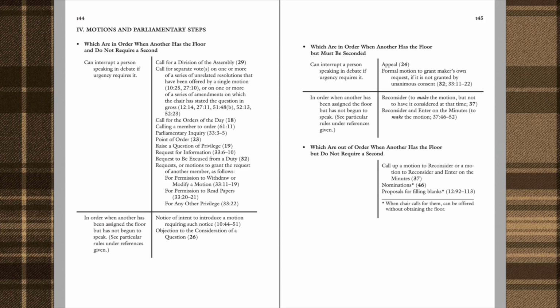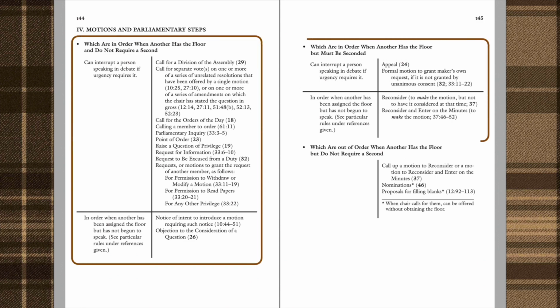If you flip farther into the tinted pages, to tinted pages 44 and 45, there is one more resource that gives an overview of which motions are in order when another has the floor, broken down into those that do not require a second and those that do. These are further segregated into those that can interrupt a person speaking in debate and those that cannot. Since there are only 16 entries in these categories and almost 100 in the full list, we see that most motions are out of order when another has the floor.